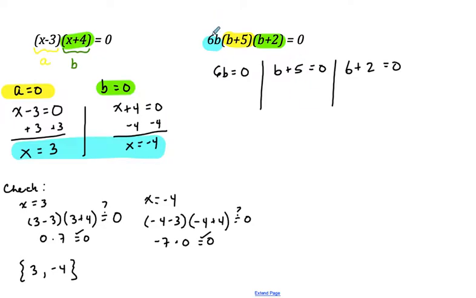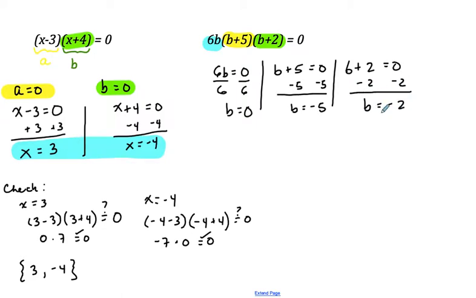So I can take each of these factors. If any one of these factors is equal to 0, the whole thing becomes equal to 0. So solving for each of these factors, here we would end up with b equals 0 for my first outcome. Here we would end up with b is equal to negative 5 for my second outcome. And here we would end up with b is equal to negative 2 for my third outcome.